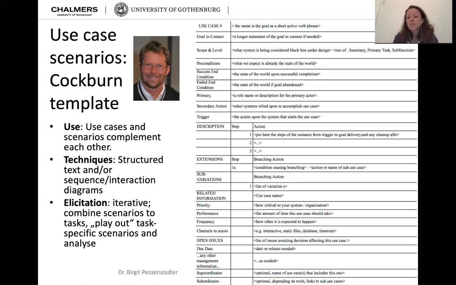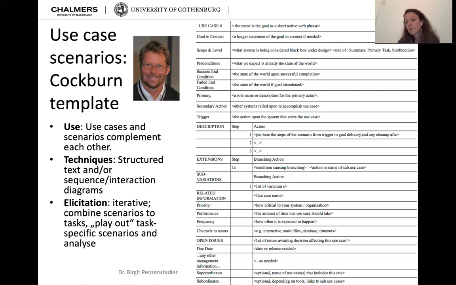And then there can be open issues. So list of issues awaiting decisions affecting this particular use case. And then there's a due date when that release is planned. Further management information as needed, and then superordinates. So if I have a hierarchy of use cases, then I can put the higher use case into the superordinate. And if I have subordinate use cases, then I can link to those.